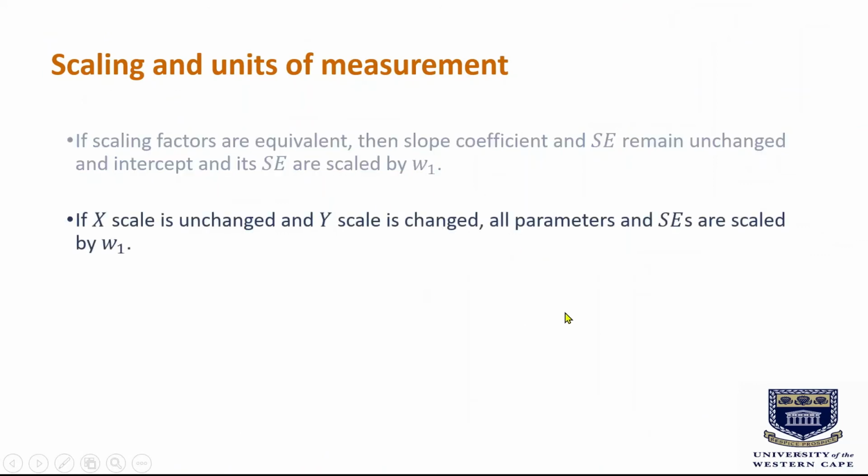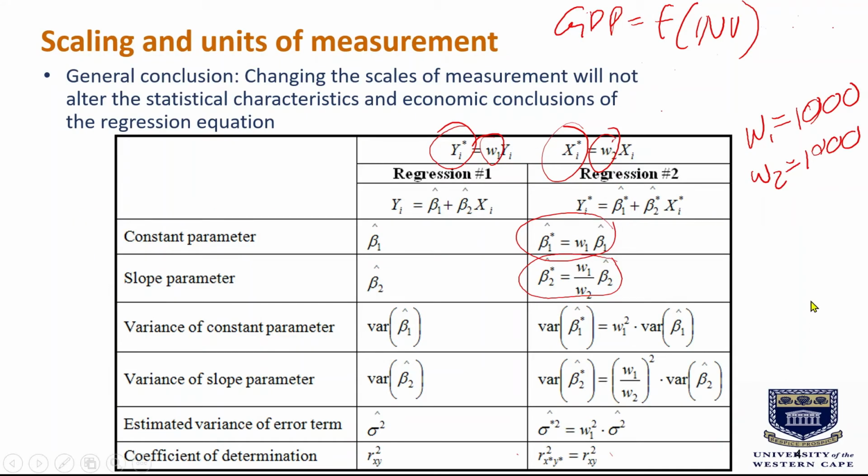The next point is if the X scale is unchanged and the Y scale is changed, then all parameters and standard errors are scaled by W1. Again, that follows directly from the formula. So remember, the X variable relates to W2, the Y variable relates to W1. So if W2 is unchanged, in other words, you can think of W2 being equal to 1, then beta 2 hat star now equals W1 times beta 2 hat. Because W2, in this instance, given that the X variable isn't changed, the way to think of that is that W2 equals 1.